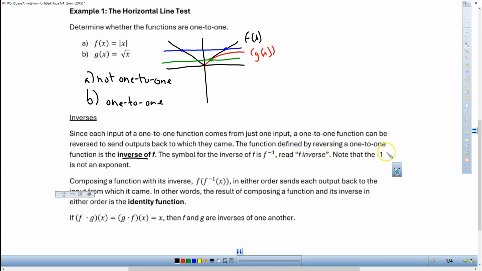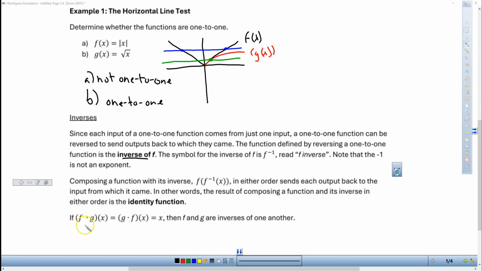Now, please note that the -1 here is not an exponent, so it doesn't mean f to the power of -1. It's simply a notation that we use to represent the inverse. Now, if we compose a function with its inverse, so f of the inverse of x, in either order, it is going to send each input back to the input from which it came. In other words, the result of composing a function and its inverse in either order is an identity function.